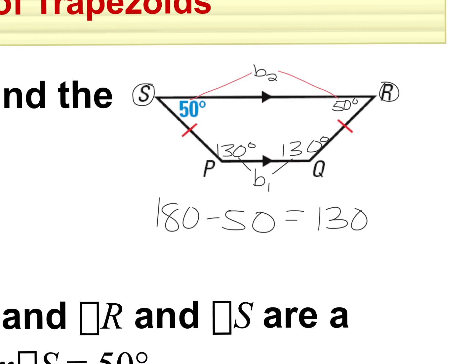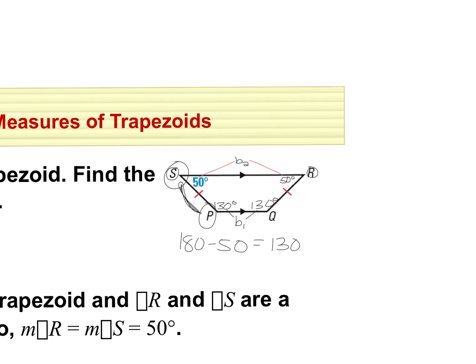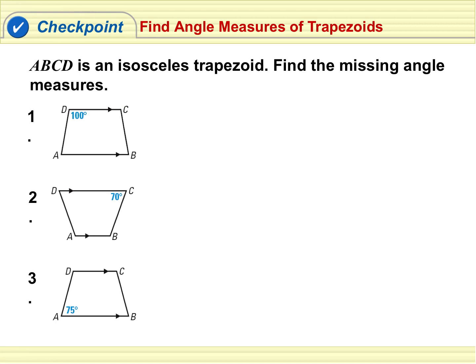If we have a trapezoid like this, what do you know about angle S and angle P? They're the same as R and Q. They add up to 180. Their relationship is they add up to 180. Remember that. Okay, look at these. Go ahead and try these. Find all the missing angles.